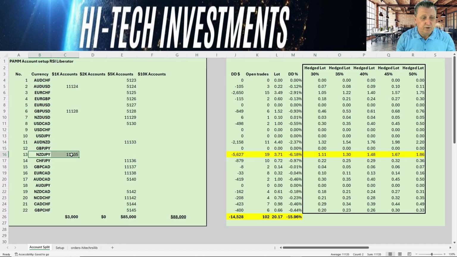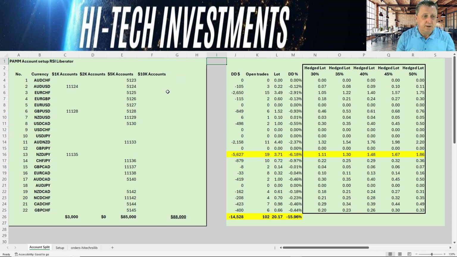You can see, for example, the New Zealand Japanese is only running on a $1,000 account, and still it has actually gone away quite badly. So you could imagine if we would have set that at the same level, then it would be a lot higher risk on the particular account. So that's how we can actually mix and match which ones we want to basically go full blown.